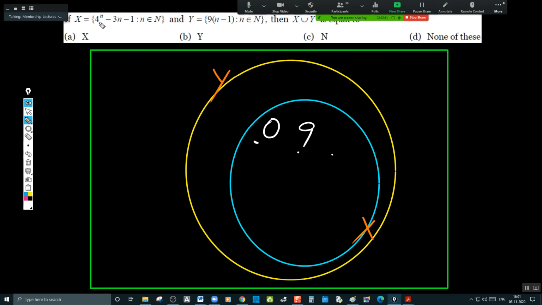If you put n equal to 2, 9. Next is 54, 240, 243, etc. Like this.